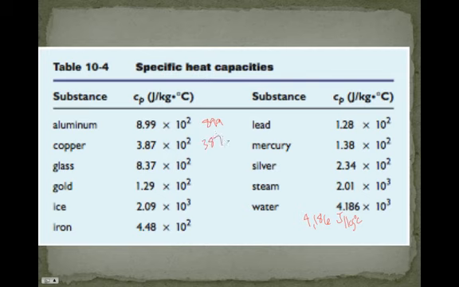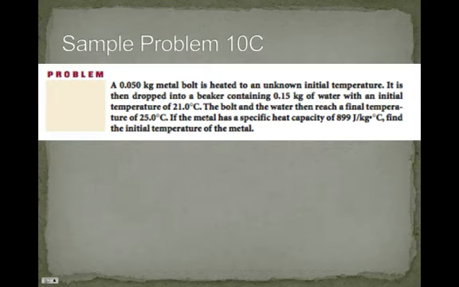Copper's at 387. Glass is even at 837. We see that they're much lower than water, which means that other substances change their temperature more easily than water does. Now, sample problem out of your book. How can we use this?